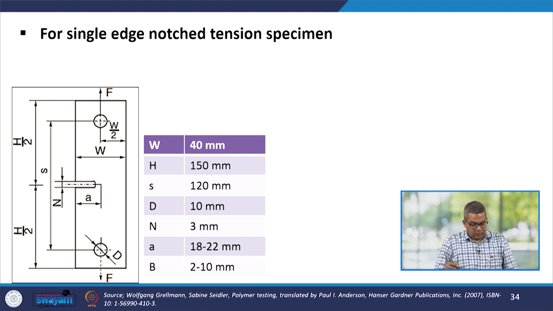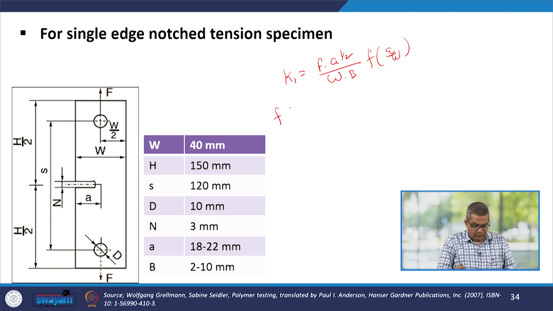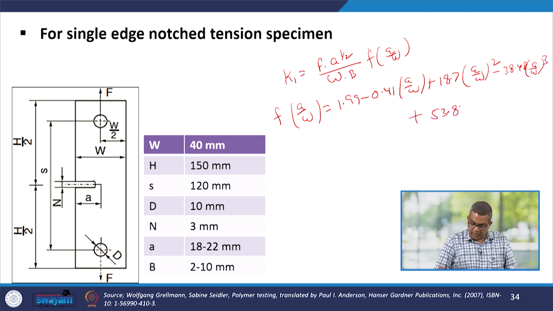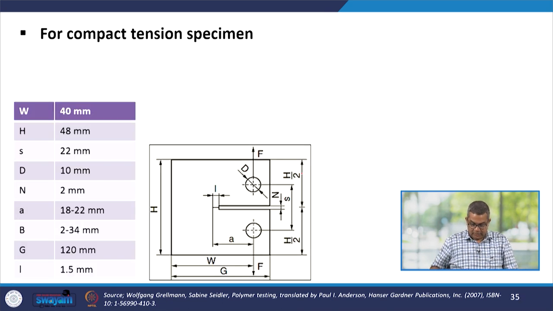Now, for a single edge notched tension specimen, this can be given as K1 is equal to F times A to the power half over W B, where F A over W is equal to 1.99 minus 0.41 A over W plus 18.7 A over W to the power 2 minus 38.48 A over W to the power 3 plus 53.85 A over W to the power 4. So, this relevant data is given in this particular segment.